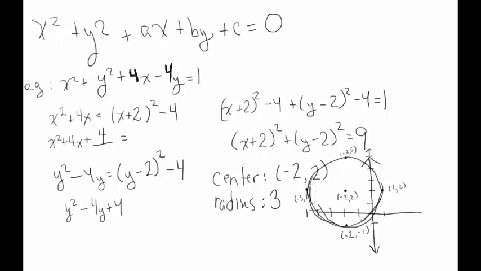So to graph a circle in its general form, you have to put it in standard form by completing the square on both the x squared plus ax part and the y squared plus by part, and moving all the constants to the right hand side of the equation.